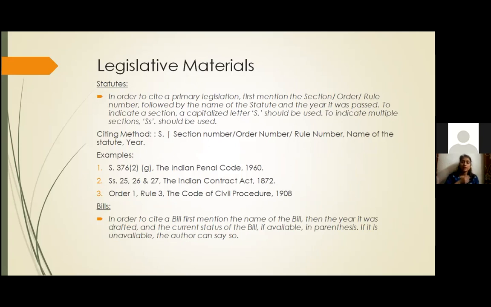Section 376 clause 2 clause G. So this is one section, so it is denoted by capital S dot. If there is more than one, then it is capital S followed by a small s with a dot. And this is how orders and rules are also cited.